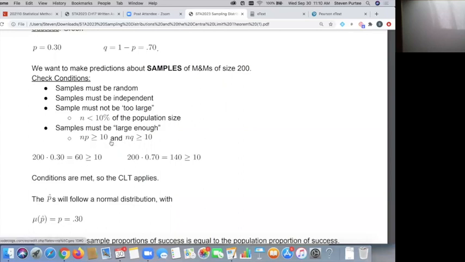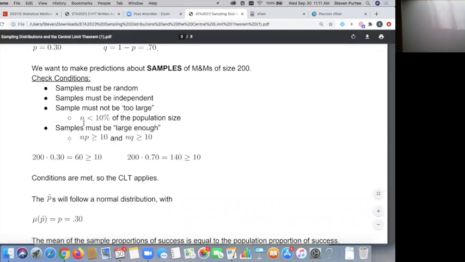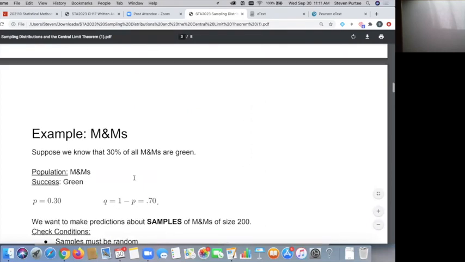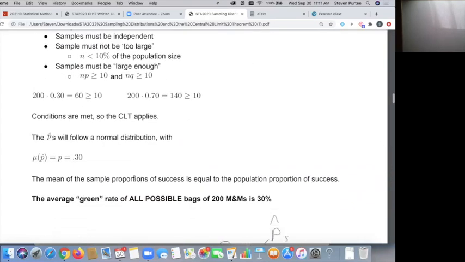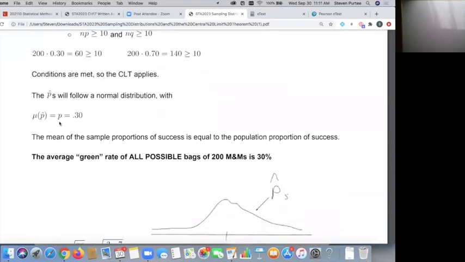And then we need to check this condition. So N times P, 200 times 30% is 60. That's bigger than 10. 200 times 0.70. N times Q is bigger than 10. We meet all these conditions. So the central limit theorem applies. I'm allowed to use the central limit theorem. Then that says that the average of all possible bags of M&Ms will be 30% green.